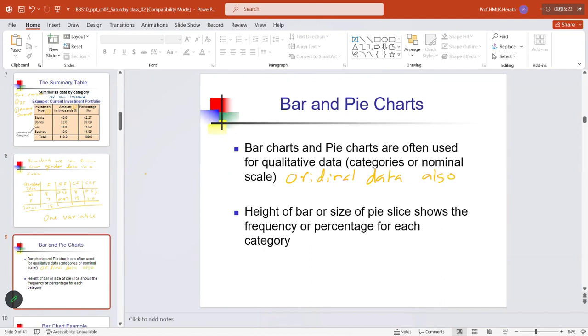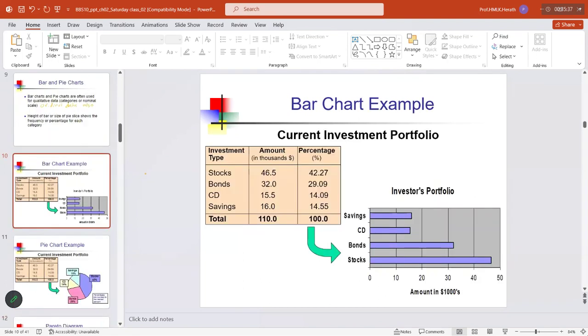The height of the bar or the size of the pie slice shows the frequency or the percentage of each category. I hope it makes sense. Okay, let's take a look at the outlook of them. So this is a bar chart.